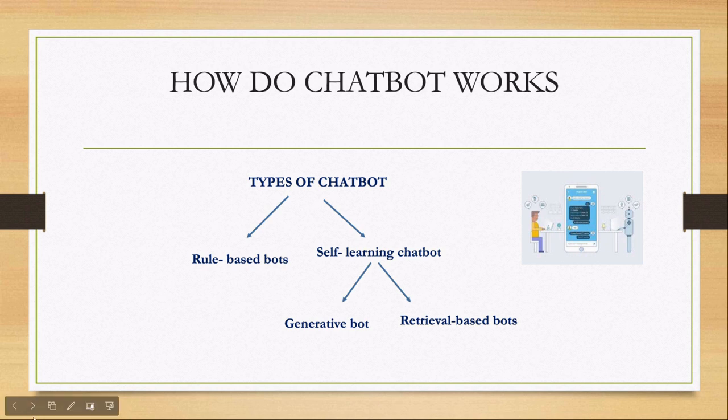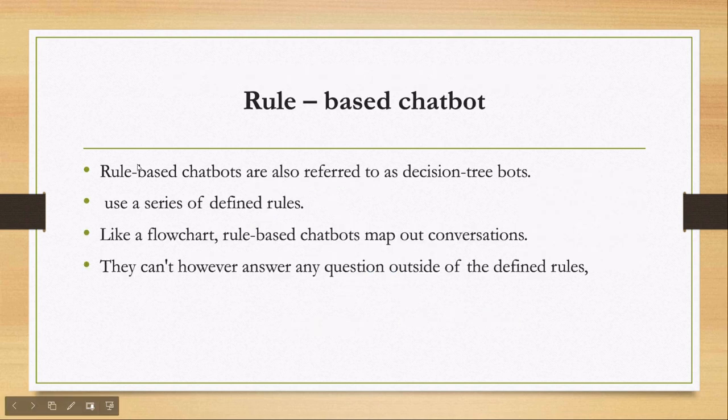First, rule-based chatbots. Rule-based chatbots are also referred to as decision tree bots. As the name suggests, it uses a series of defined rules. These rules are the basis for the type of problem the chatbot is familiar with and can deliver a solution for. Like a flowchart, rule-based chatbots map out a conversation. Actually, they do this in anticipation of what a customer might ask and how the chatbot should respond. They cannot, however, answer any question outside of the defined rules. It is a drawback of rule-based chatbots.